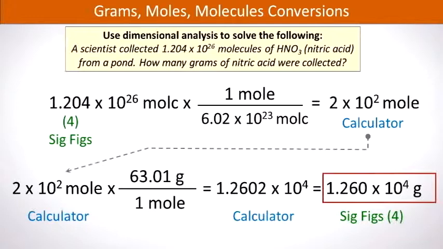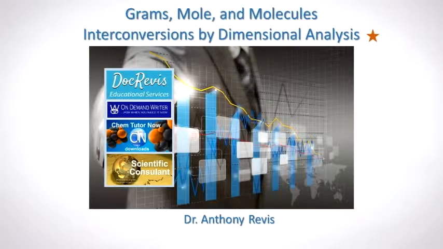And we calculate this: 1.2602 times 10 to the 4. However, again, as scientists, we round off to the sig figs. Therefore, our final sig fig value is 1.260 times 10 to the 4. See our other videos on how to calculate sig figs and also on how to write scientific notation.